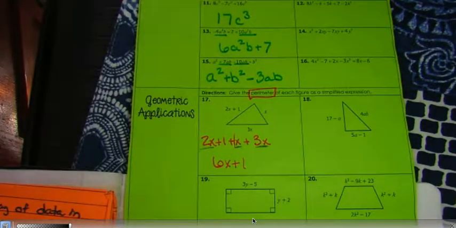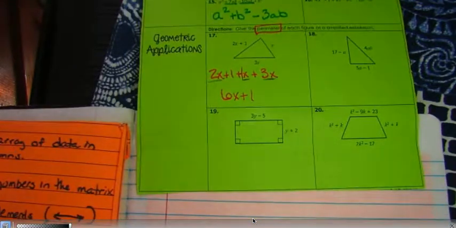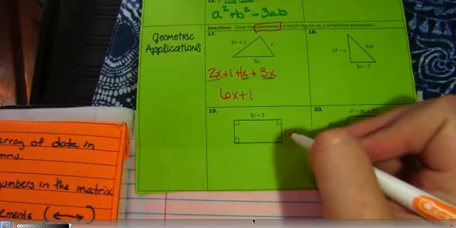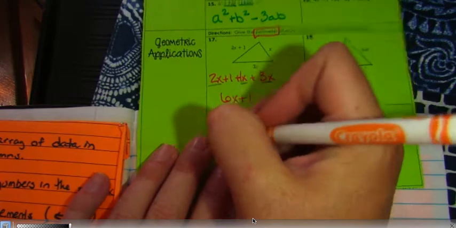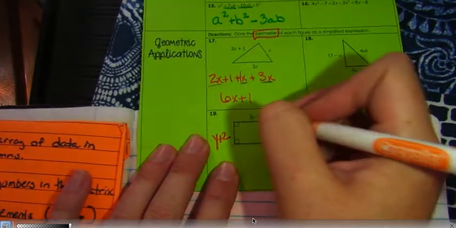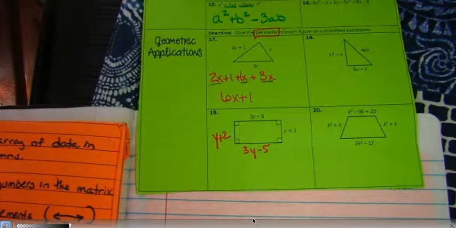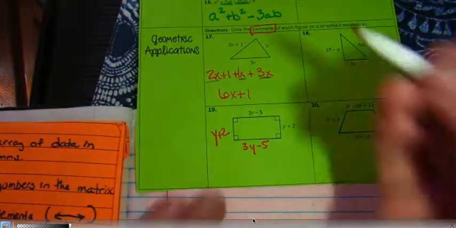All right, so we're going to combine our like terms over here. And we know we have a rectangle, so I know my opposite sides are congruent. So this would have to be y plus 2. This would be 3y minus 5. And then I want to combine my like terms. So I'm going to combine all my y's.